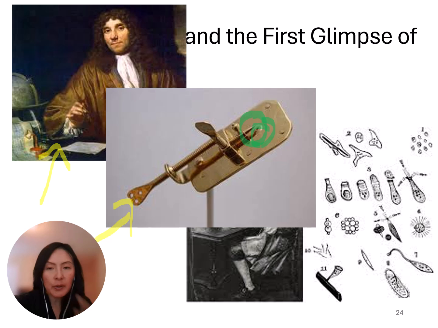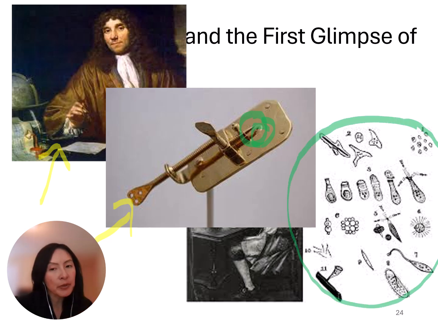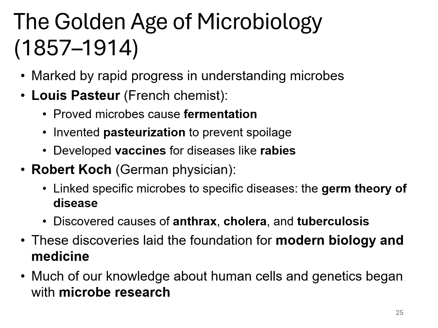Under the pond water or rainwater samples he saw were probably these different types of protists. So about 200 years after van Leeuwenhoek's microscope, we have this period of time known as the Golden Age of Microbiology, from 1857 to 1914. And this is marked by rapid progress in understanding microbes, largely due to discoveries such as those made by these two microbiologists, Louis Pasteur and Robert Koch.